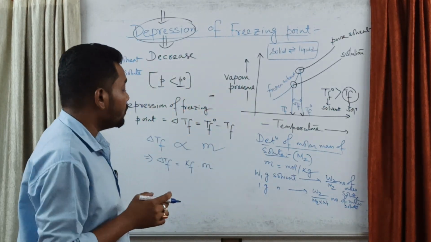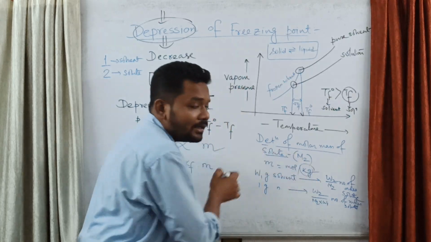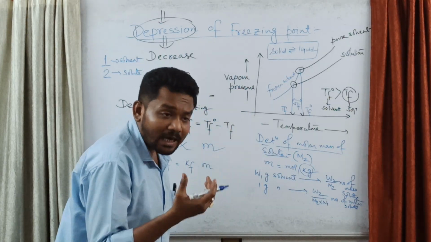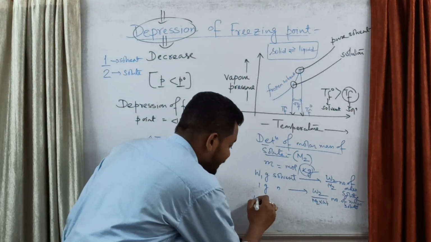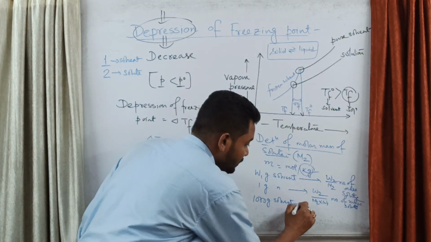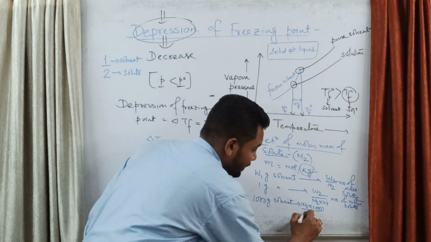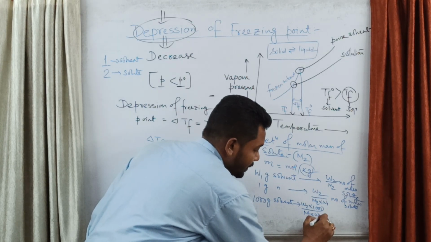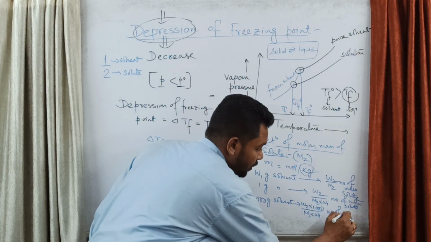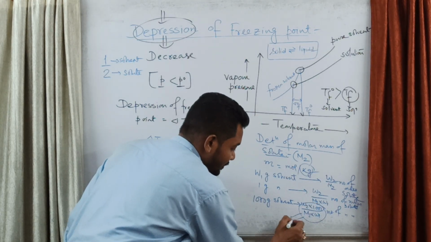Now we are thinking about the mass of the solvent in kg. 1 kg means how much gram, 1000 gram. So 1000 gram of solvent means how much amount of solute, W2 into 1000 divided by M2 W1, that means number of moles of solute. So this value is basically the molality.